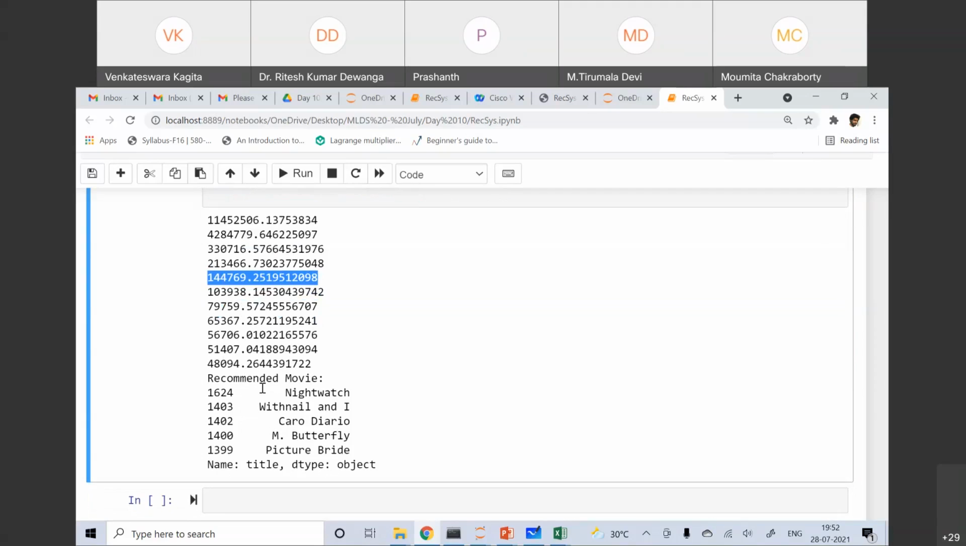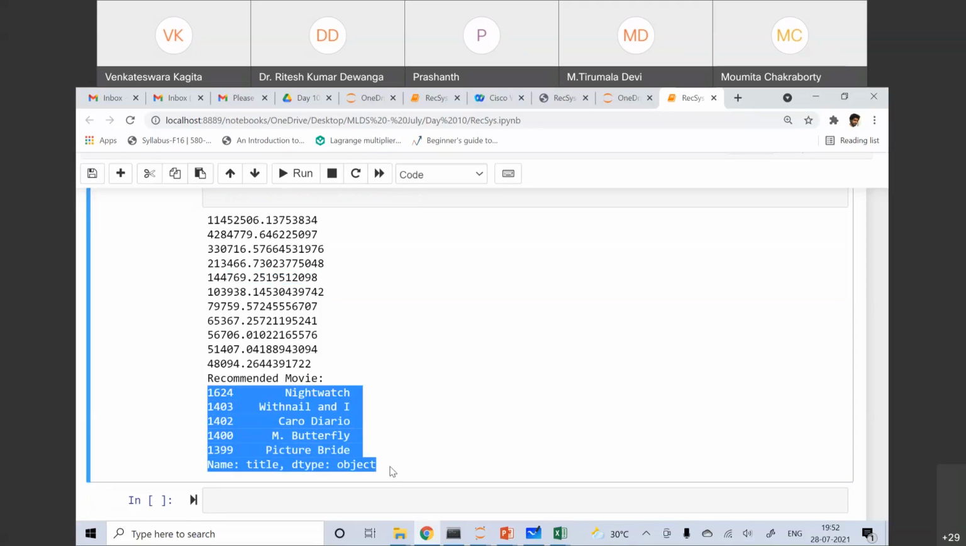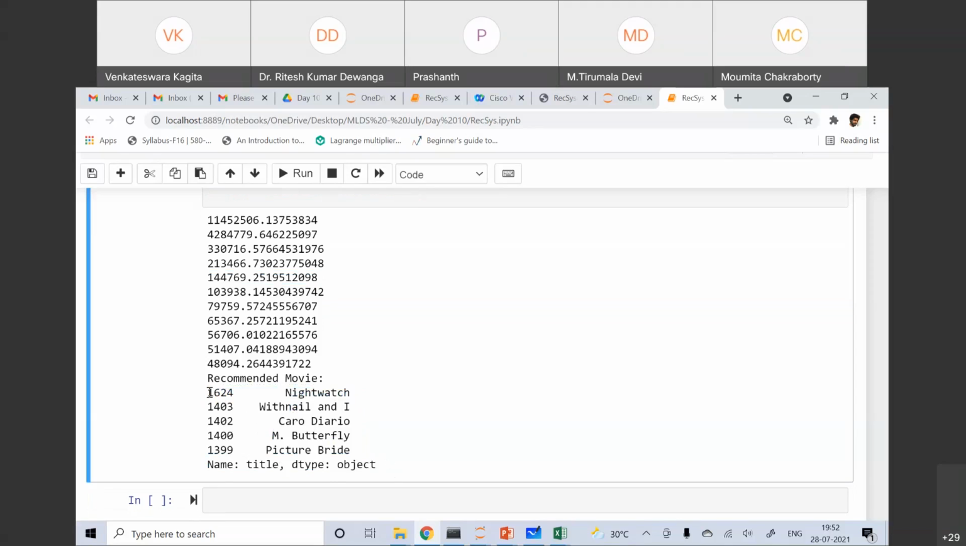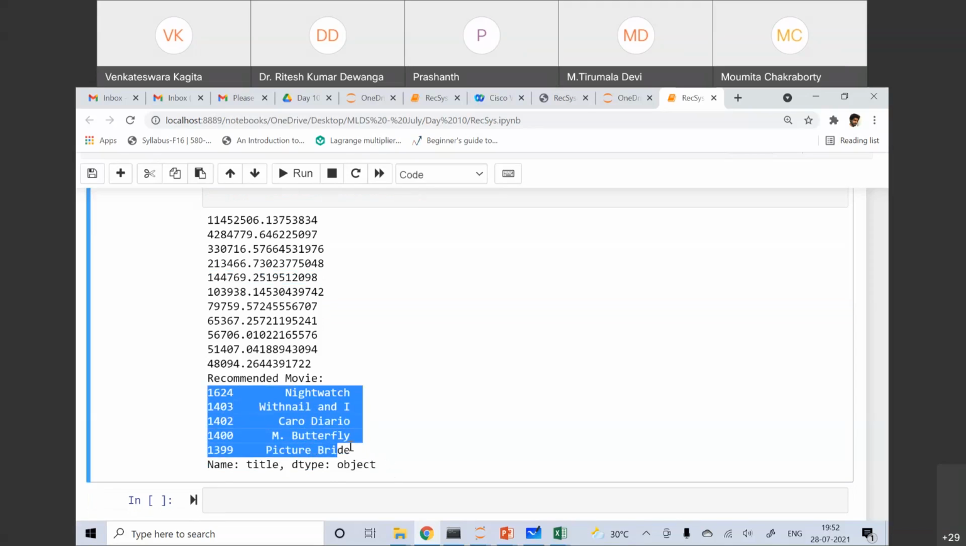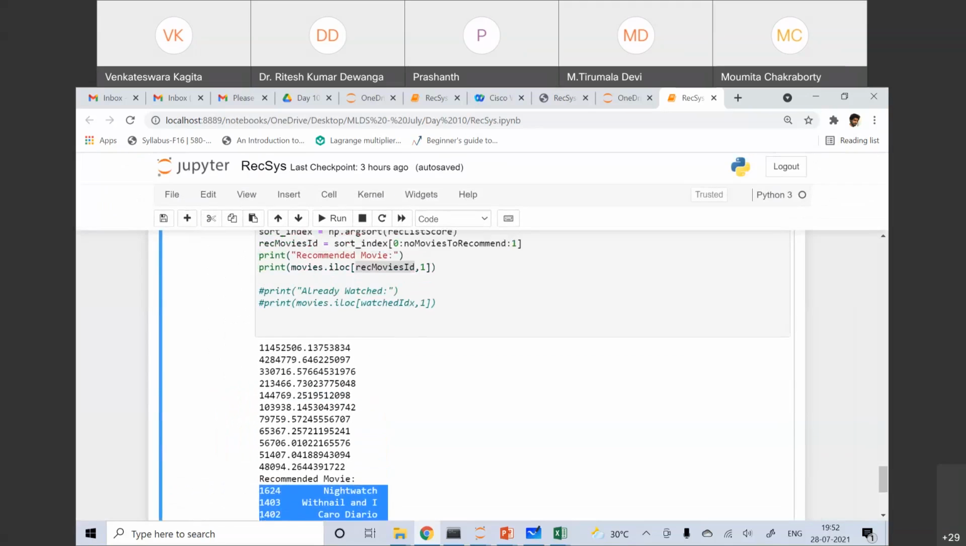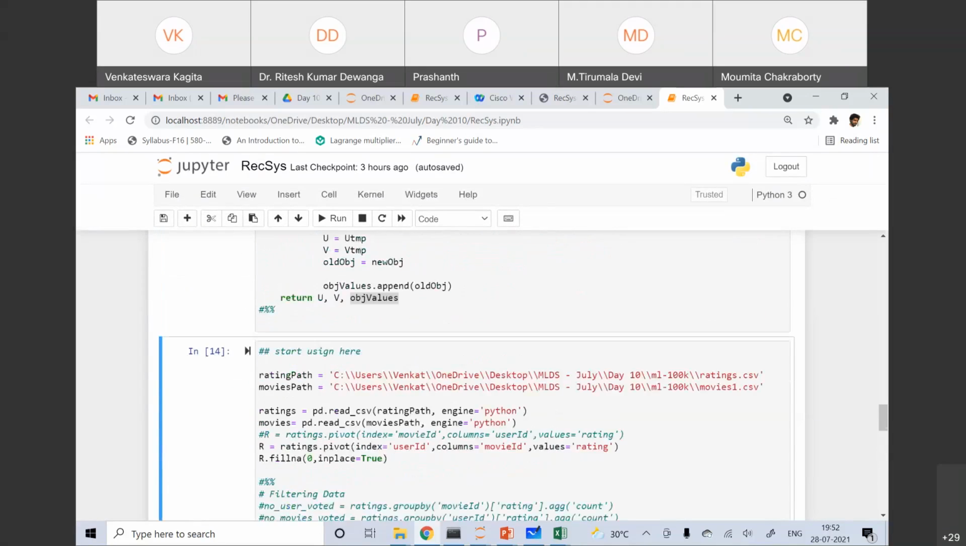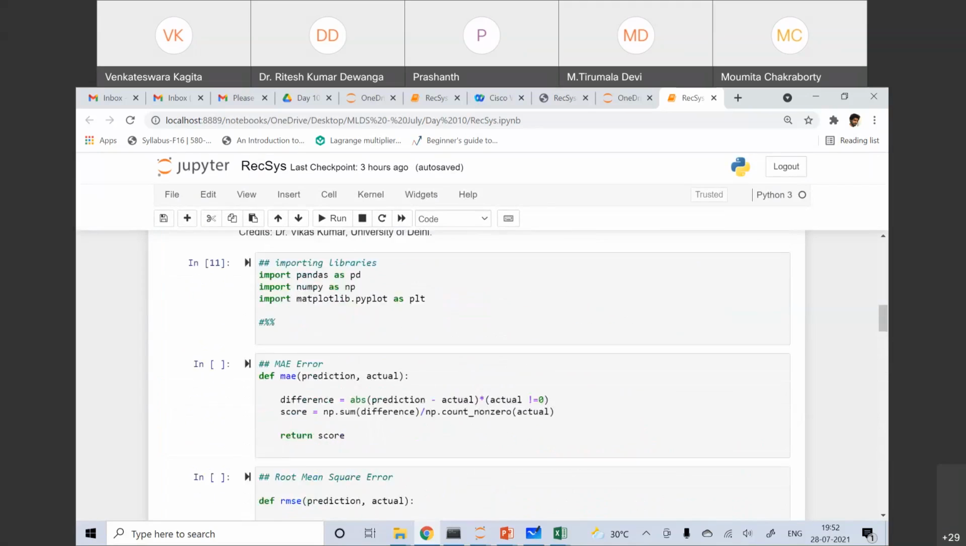And these are the recommended movies. This is what we scanned the movie file for, to show the movie names and movie IDs. So these are the top 5 recommendations that we have made to the user. Okay, so that's all about how to make the recommendation using matrix factorization.